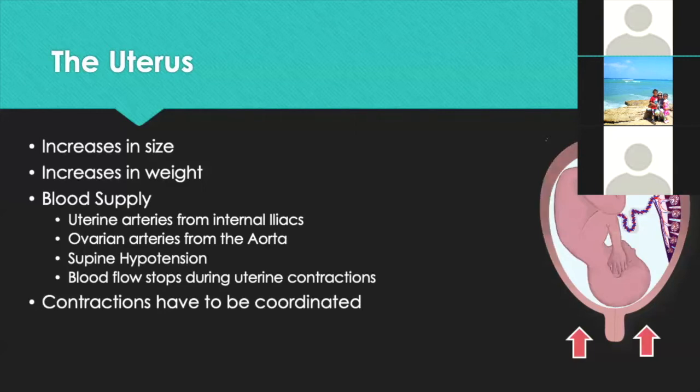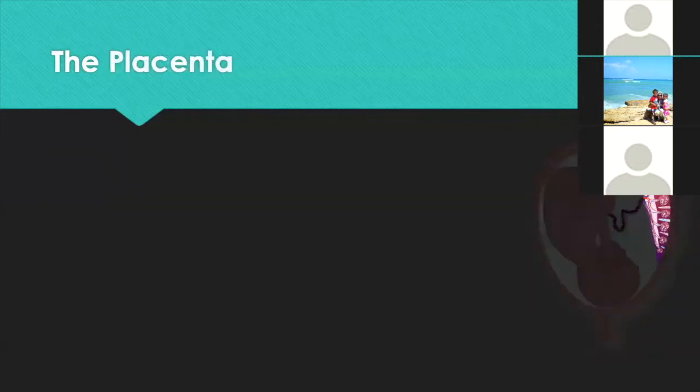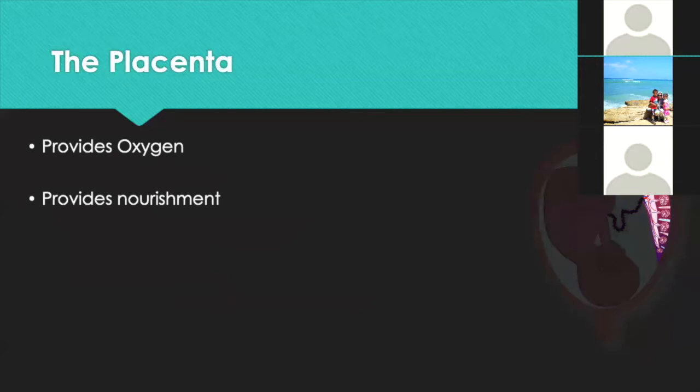Okay. Anything else about the uterus? Not that I can think of. Okay, placenta. So uterus, placenta. The placenta is what provides oxygen for the baby. Yes, it's what provides nutrition for the baby, and it protects the baby from toxins.